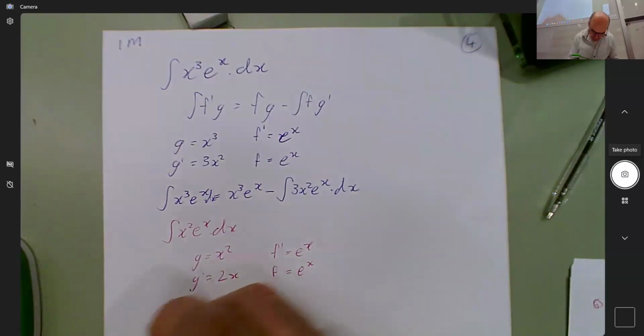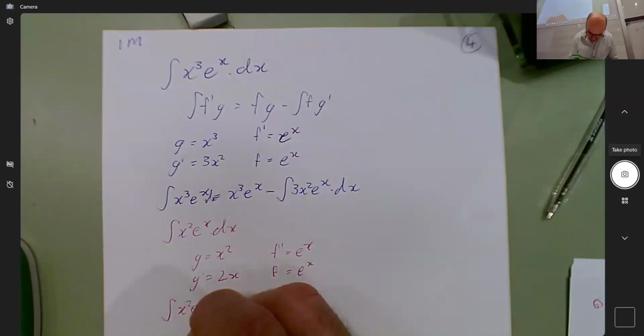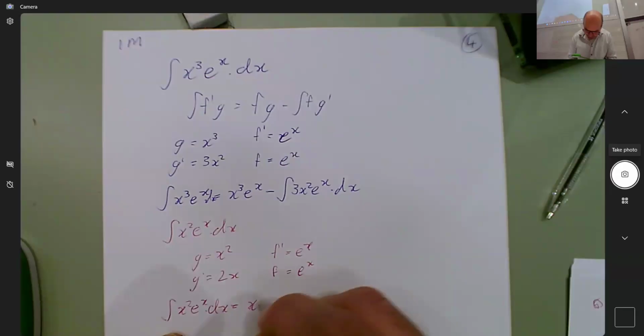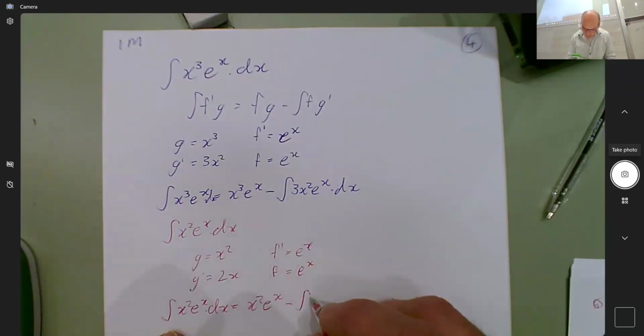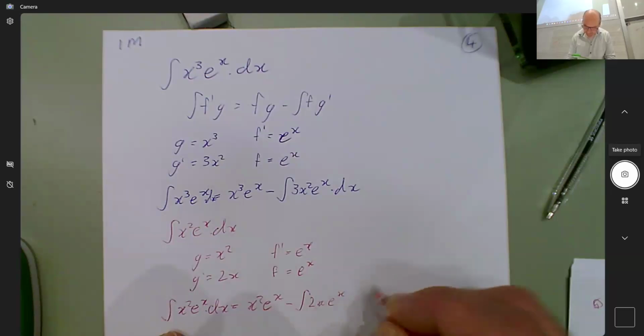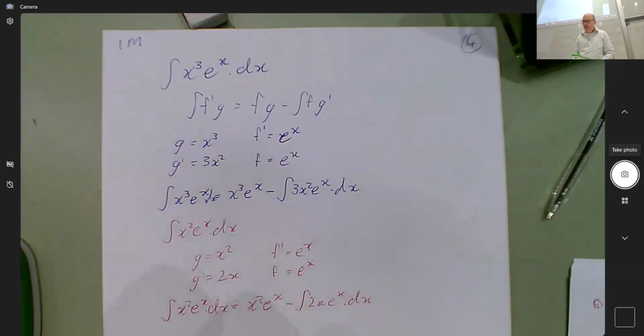And so my integral of x squared e to the x with respect to x is equal to x squared e to the x minus integral of 2x e to the x with respect to x.